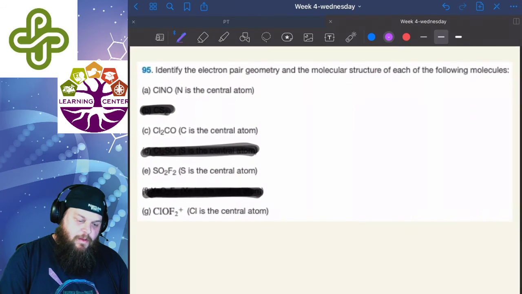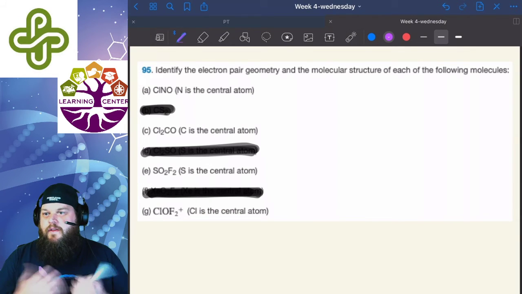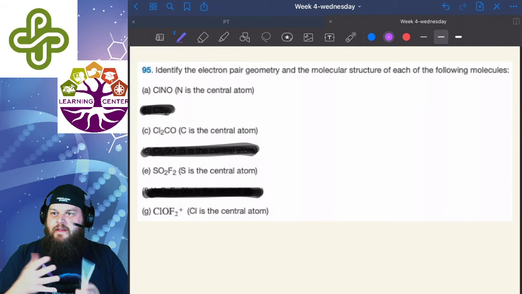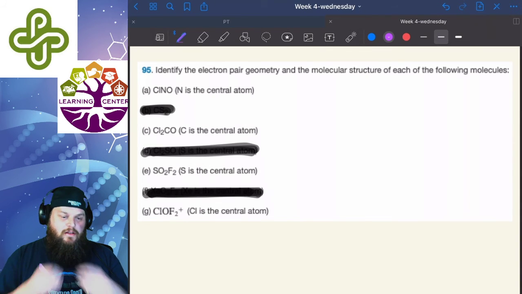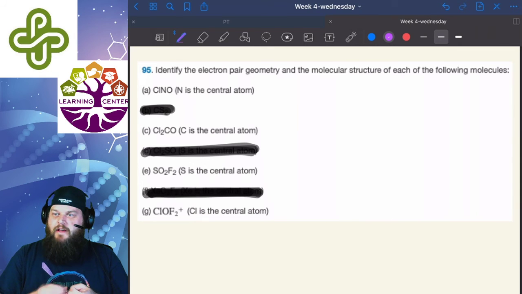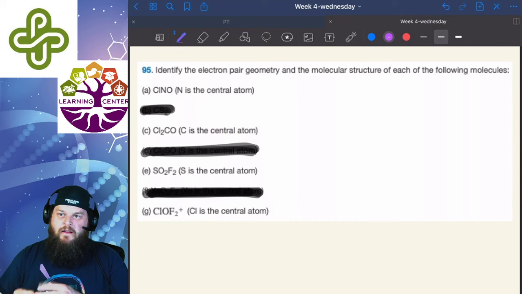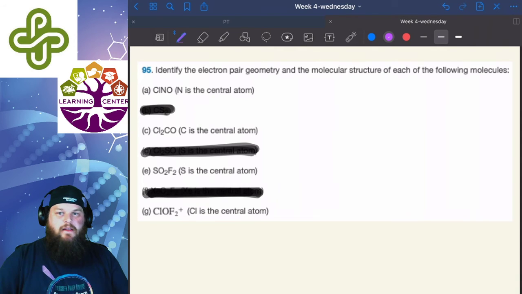This next one, we want to identify the electron pair geometry and the molecular structure. The electron pair geometry is slightly different than the molecular structure. It's really to show the geometry of the atom itself, or the bond structure that it has on that atom. It has to do with how they hybridize, and that's really talked about in chapter 8. But right now, we're going to talk about the different angles and different shapes that are created from there.